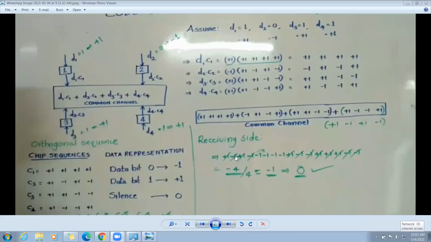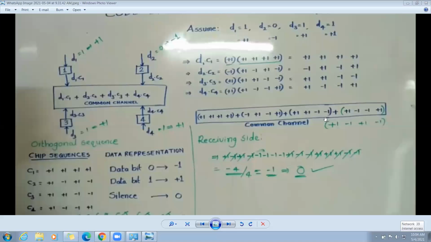This is the receiving side, right? What is this? This is D1 into C1 plus D2 into C2, D3 into C3, D4 into C4. From this, I need D1's data. Then what do I need to do?